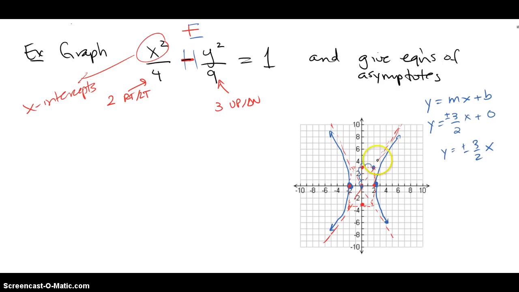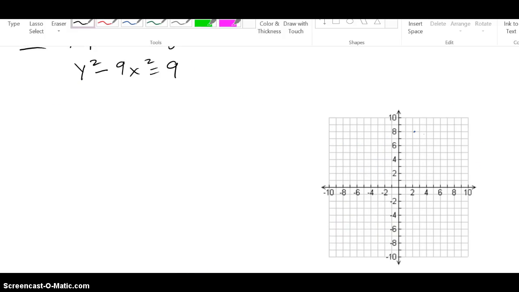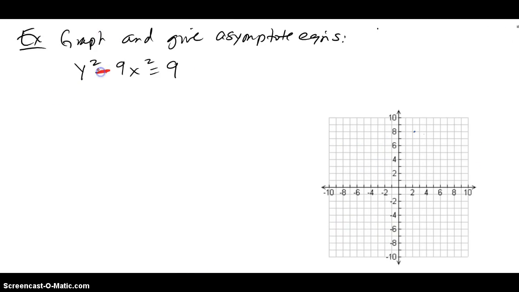One of them is the one with the positive slope going through quadrants 1 and 3, the other one going through quadrants 2 and 4 with a negative slope. So we're going to go ahead and graph this hyperbola. It's a hyperbola because there's a minus in the middle. We know it has to equal 1 to be in standard form to make the graphing easier. So we're going to divide by 9.